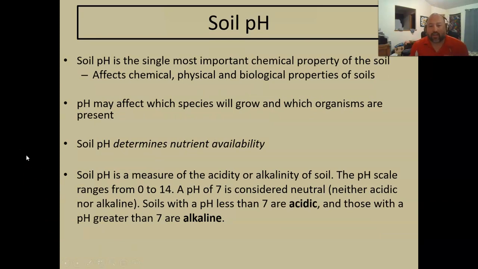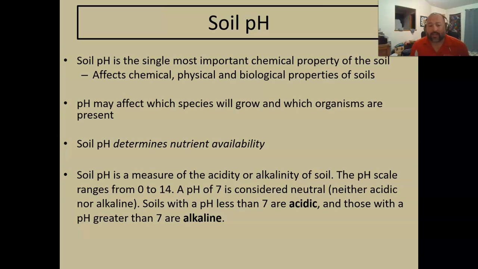Soil pH. Soil pH is the single most important chemical property of the soil. The things we've been talking about up to now have been the physical properties of the soil, but of the chemical properties of the soil, pH is the most important. It affects chemical, physical, and biological properties of the soil. pH will affect which species grow and which organisms are present within the soil. Soil pH will determine your nutrient availability.